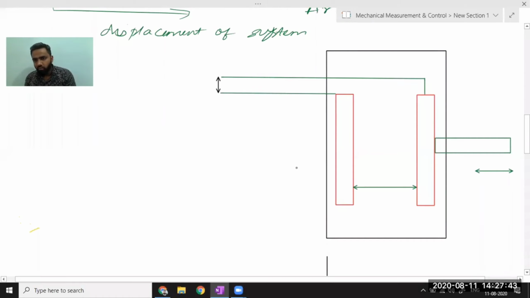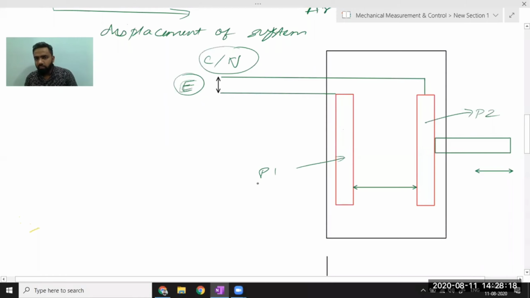Now suppose there are two plates. This is my plate 1, and this is my plate 2. Now suppose there is some kind of a charge, which is nothing but voltage, because capacitance, if you remember, is nothing but charge per unit voltage. So you can say C by V, or you can even say there is some kind of an EMF, or some kind of a voltage present across these plates.